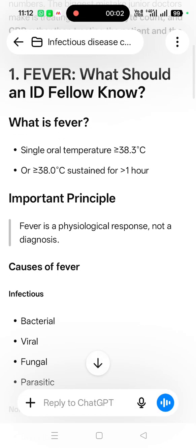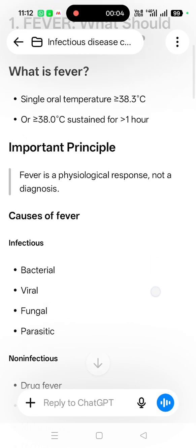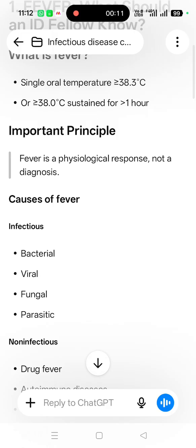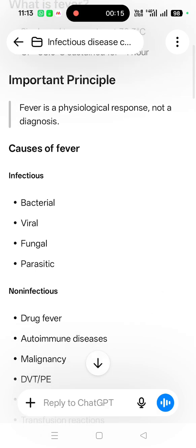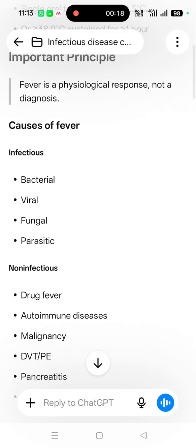So coming to the fever, what is fever? It is a single oral temperature of more than 38.3 degrees centigrade, or more than 38 degrees centigrade sustained for more than 1 hour. So what is the important principle? Fever is a physiological response, not a diagnosis.